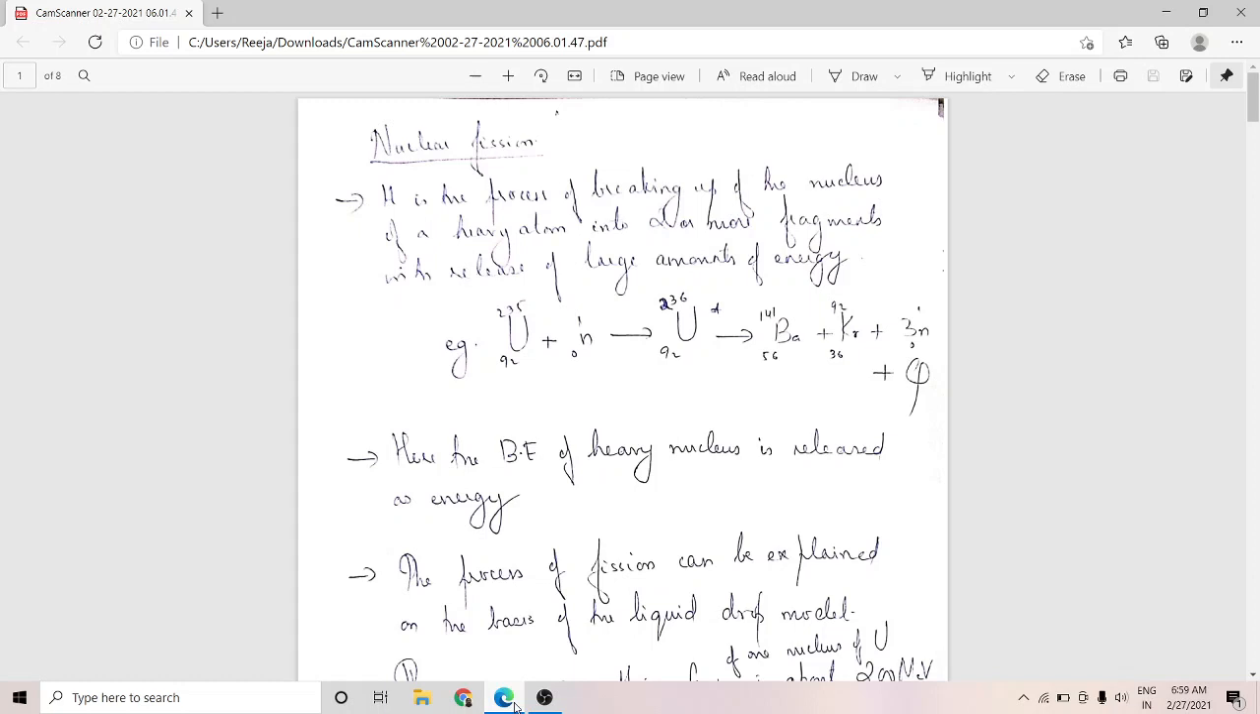It is a process in which a heavy nucleus breaks down into two or more fragments, releasing a very large amount of energy. Here I have shown you an example of a fission reaction where a heavy nucleus, uranium-92-235, captures a neutron, becomes a compound unstable nucleus, uranium-92-236, which immediately forms the fragments barium, krypton, three neutrons, and a large amount of energy is released in the process. Here, the binding energy of the heavy nucleus is released as energy.